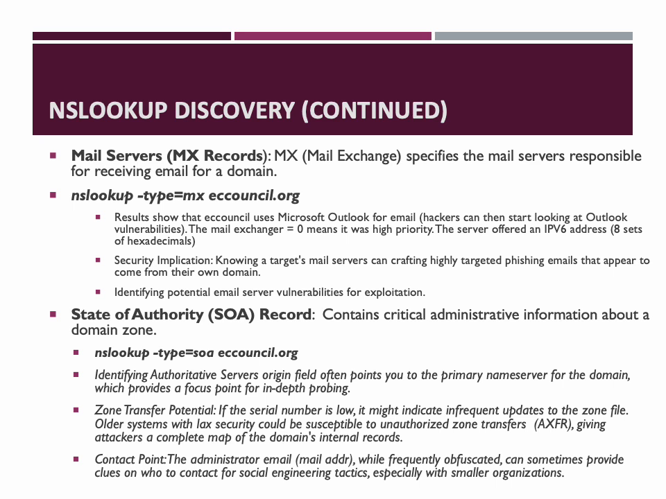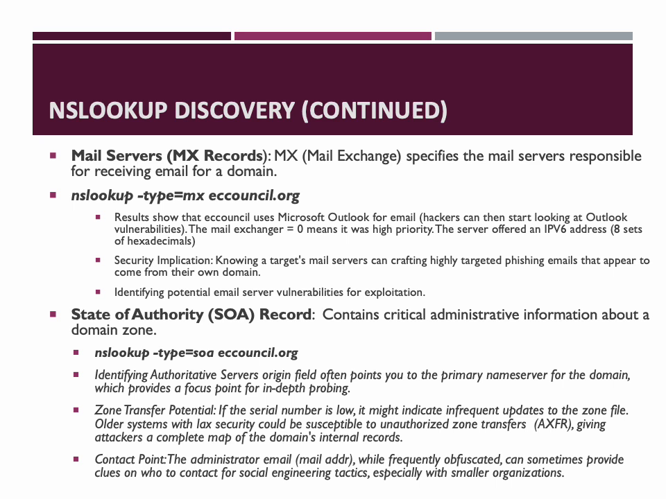So what we're saying is, what is the type? Remember, last time we were trying to do a zone transfer with AXFR. Now we're trying to say, what is the type? We want to look at the mail exchange. Results show that EC Council uses Microsoft Outlook for email; hackers then can start looking at Outlook vulnerabilities. The mail exchanger preference equal to 0 means it was high priority. The server offers IPv6 addresses, which is of course 8 sets of hexadecimals rather than 4 octets for IPv4.